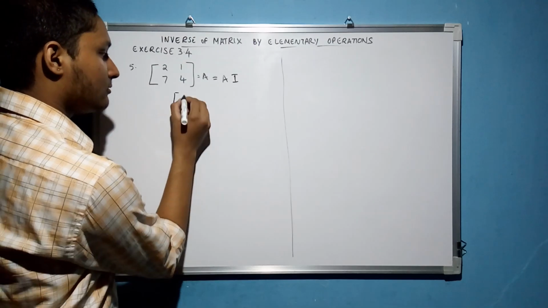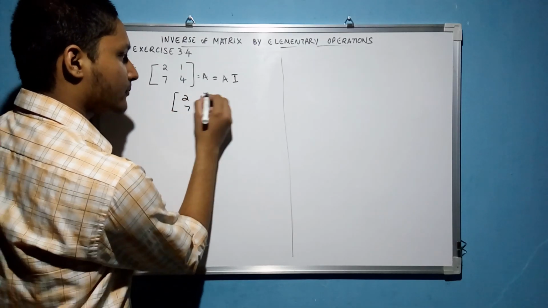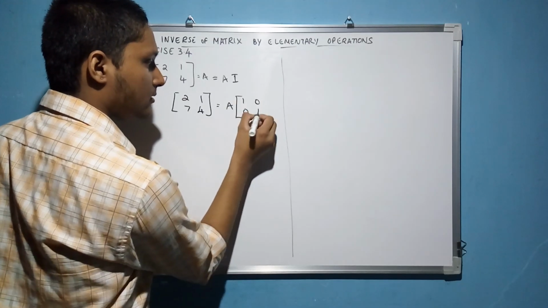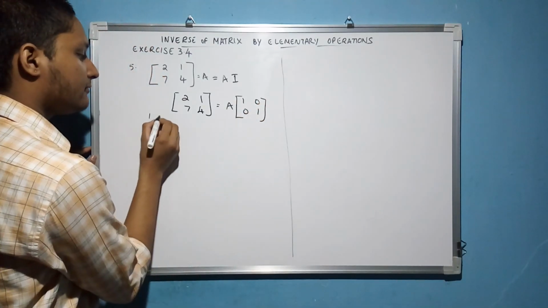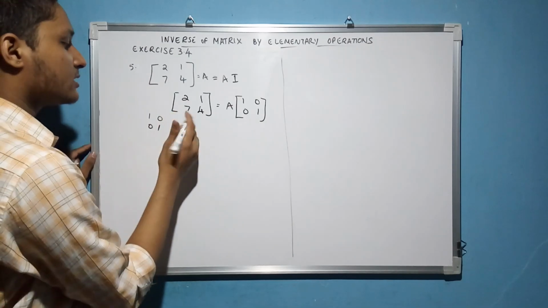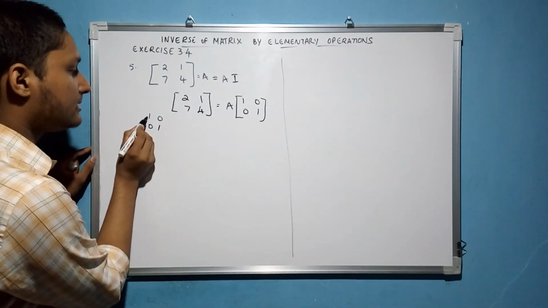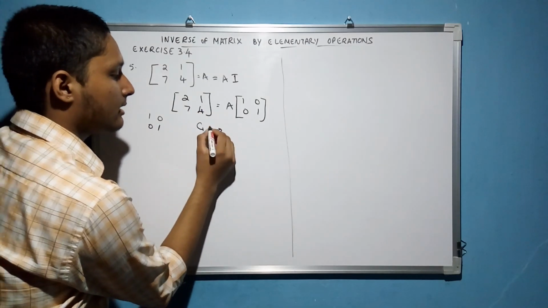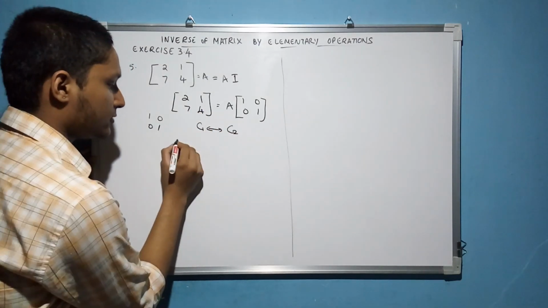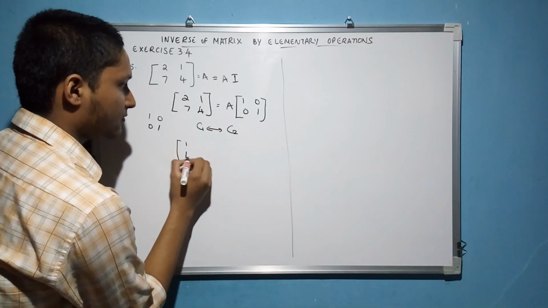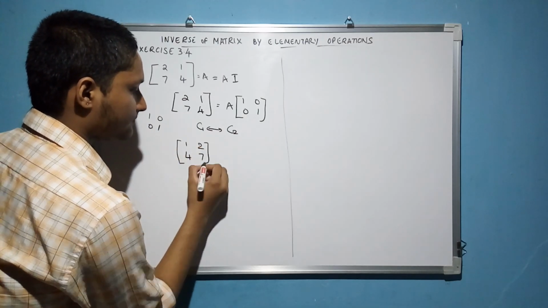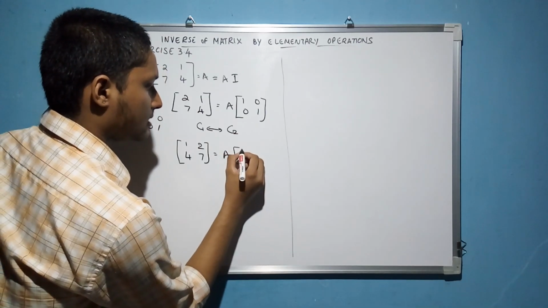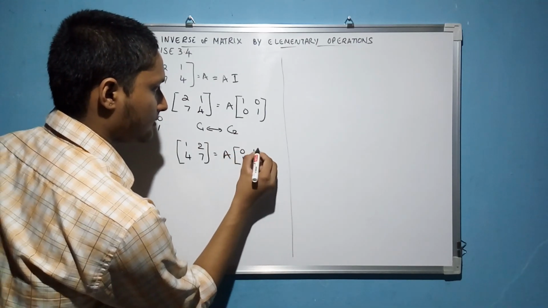So I'll be writing now, that is 2174 is equal to A into 1001. Okay, we need to get 1001 for this side. So in order to get that, 1 is here. So 1 you have it in the right hand side. So I'll do C1 interchange with C2. This forms 1427 is equal to A into 0110.